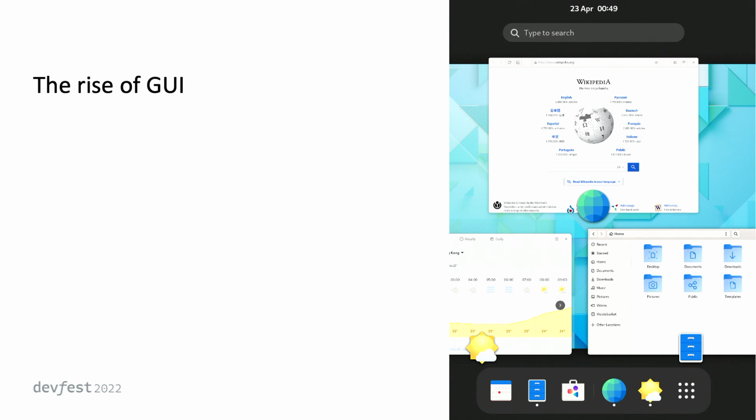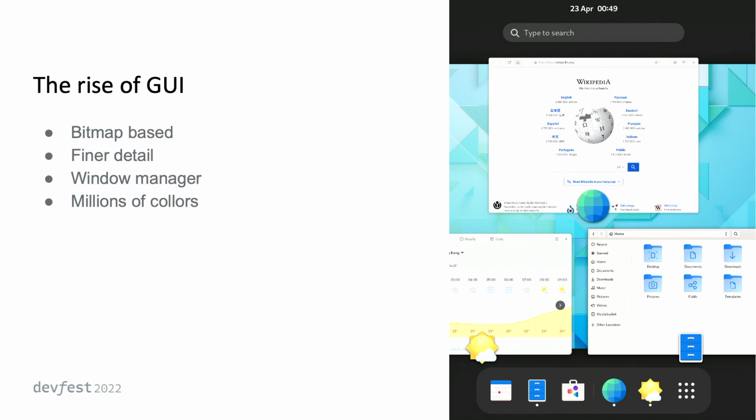So now you can have a bitmap-based interface. You can have finer detail. You have window managers. You have millions of colors. If you were old enough to remember the older Windows, you could go 256, then 16-something, then 65-something, and then millions of colors. It was called like that, millions of colors. And then also you have many more components, like gazillions. And you have to organize them in a way, or I think you should. I don't know, maybe people did it, maybe not.